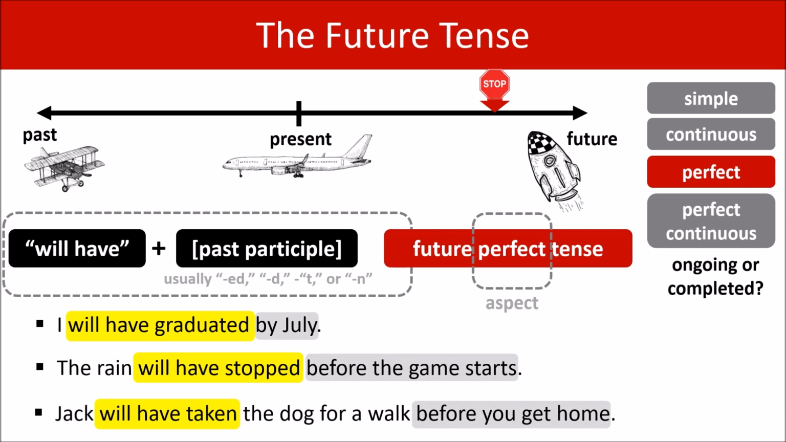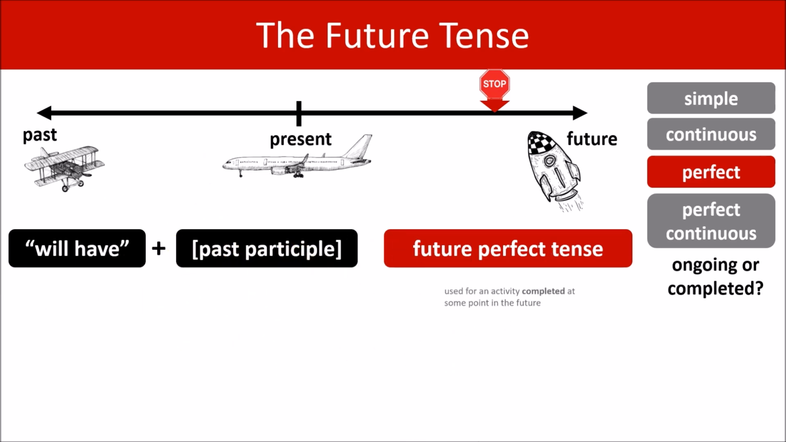It's worth noting that when you have a sentence in the future perfect tense, there's usually a time phrase that tells you when. So, if we're talking about a completed activity in the future, it makes sense that we say when it's completed. So look here in grey. By July, before the game starts, before you get home. So to summarise, the future perfect tense is used for an activity completed at some point in the future, and that point in the future will likely be described in the sentence.